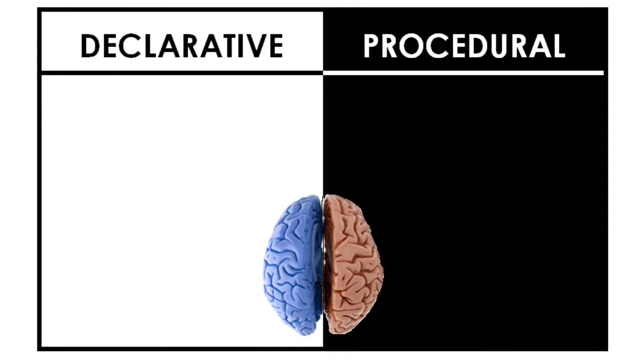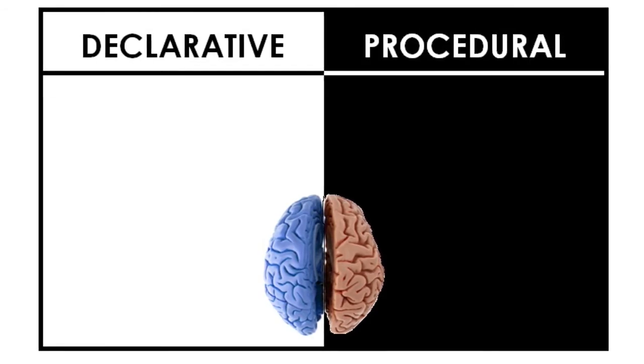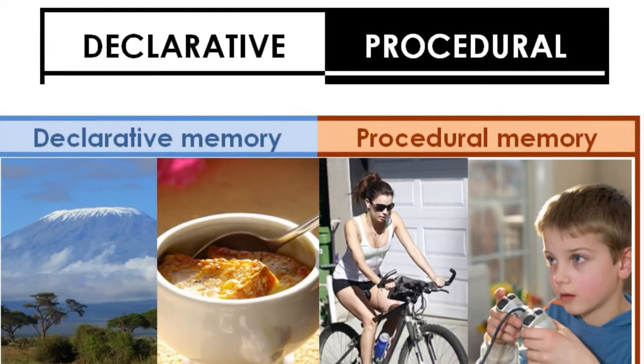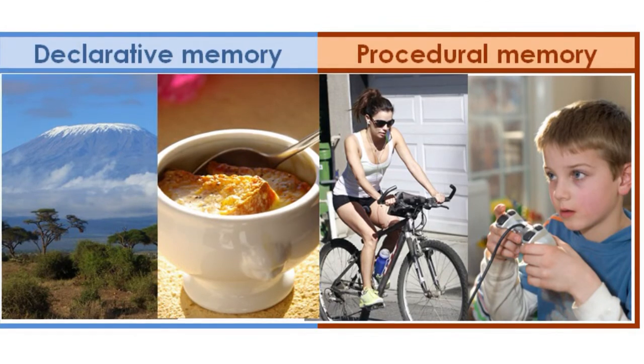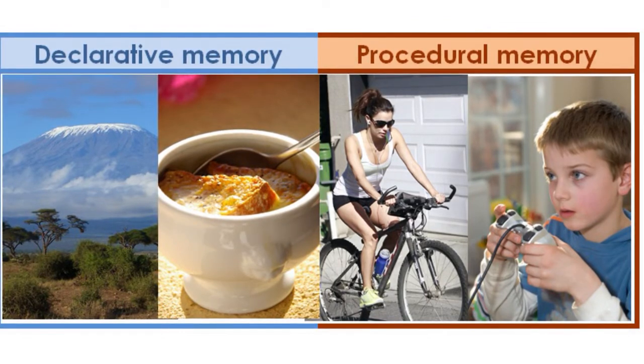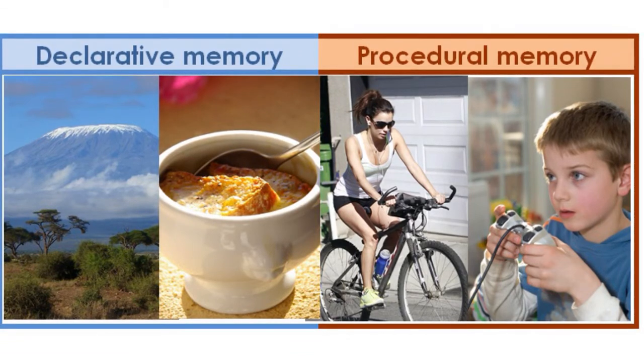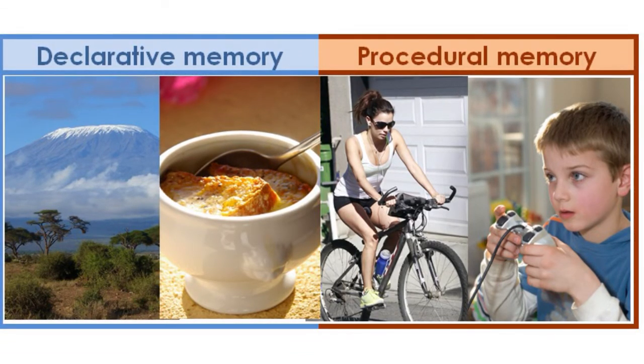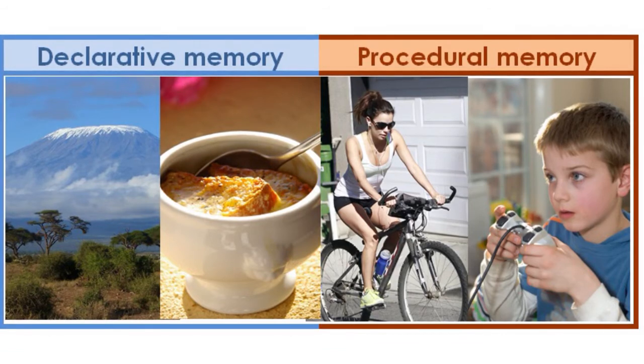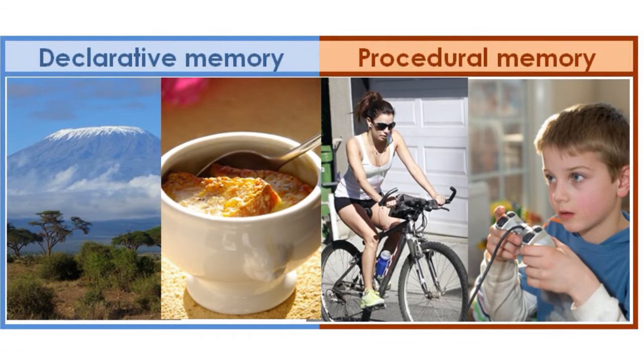Declarative memory is what we use to learn and use knowledge about facts and events, such as the fact that Kilimanjaro is the highest mountain in Africa, or that you had onion soup for lunch yesterday. Procedural memory is what we use to learn those cognitive skills which become non-conscious or automatic, such as typing, riding a bicycle, or video game playing.